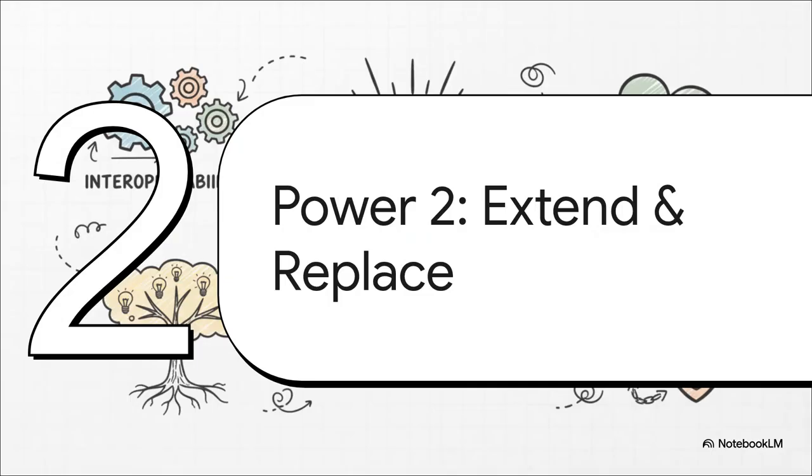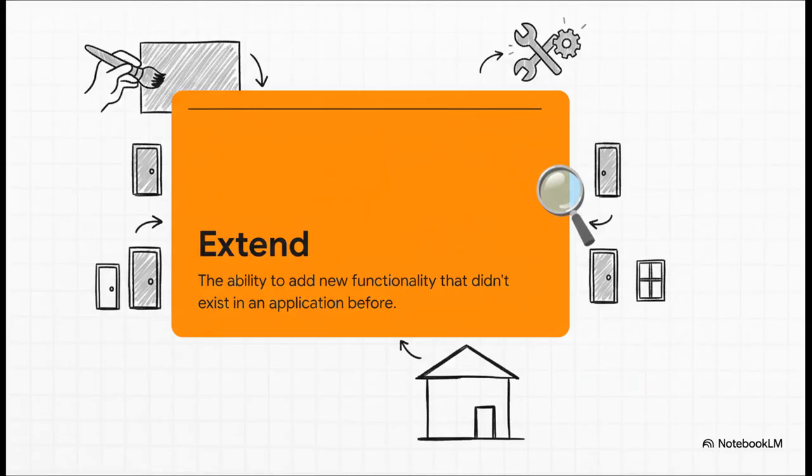All right, let's level up. This is where things get really interesting. Let's talk about extending and replacing. This is where you actually start to mold the platform to fit your exact needs. Extending is all about adding brand new functionality. I mean, stuff that was never there to begin with. You're not just using the buttons that are already there. You're adding your own. You're not just rearranging the furniture anymore. You're literally building new rooms onto the house.